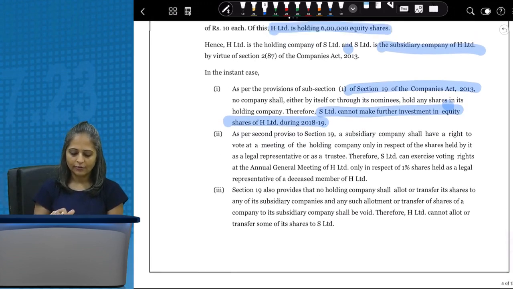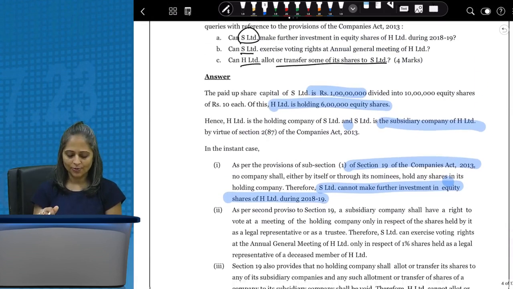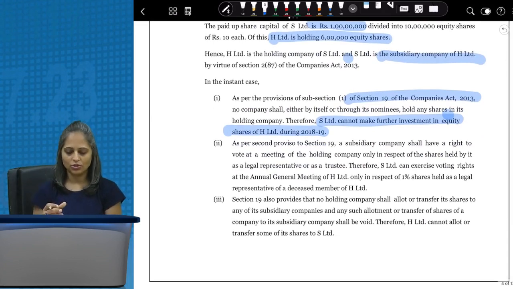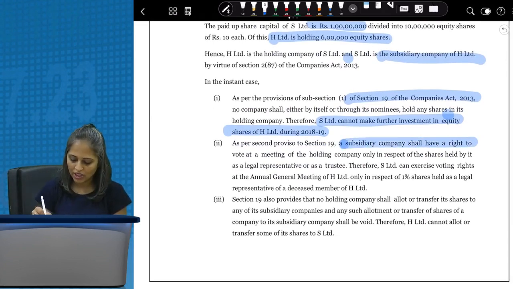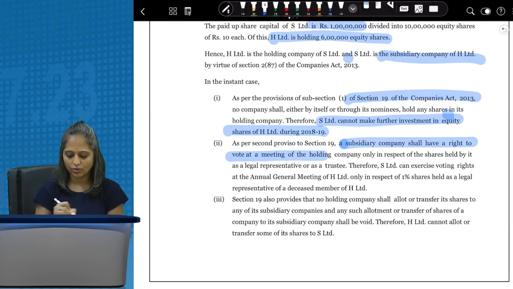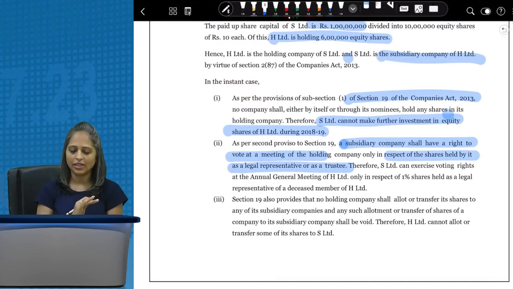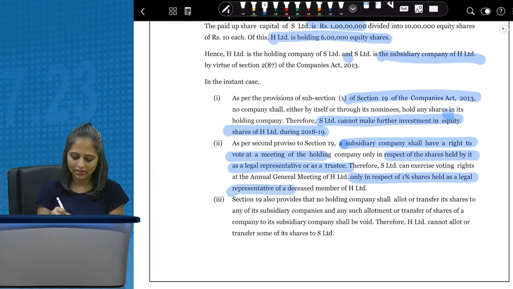Then for the second question, can it exercise voting rights? As per the second proviso to section 19, a subsidiary company shall have a right to vote at the meeting of the holding company only in respect of the shares held by it as a legal representative or as a trustee. Therefore, S Limited can exercise voting rights only in respect of 1% shares held as legal representative of the deceased member of H Limited.